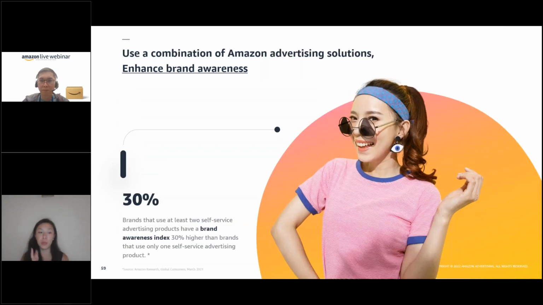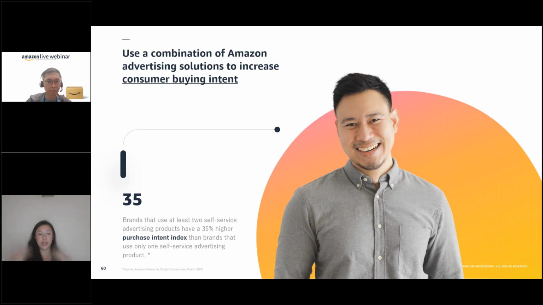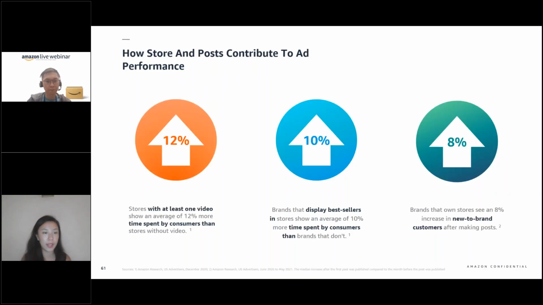So just a proof point from Amazon's side, we take on internal studies. We see that brands that use at least 2 of the self-service products, which are sponsored brands, sponsored products, and sponsored display, when you mix and match, 30% of brands see a 30% higher than average brand awareness index, versus those that only use 1 self-service advertising product. And 35% also see a 35% higher purchase intent index versus brands that use only 1 self-service advertising product.